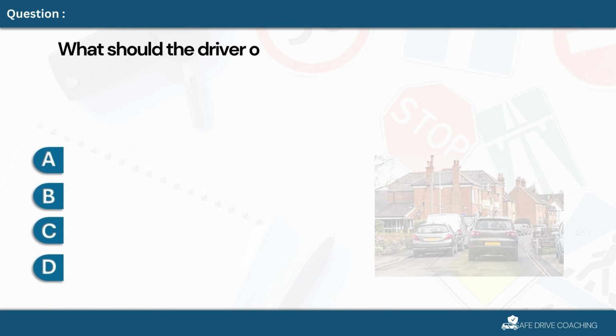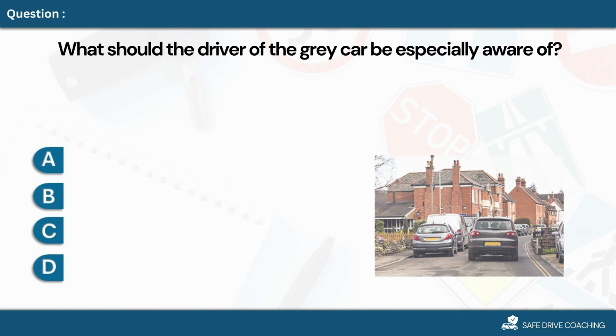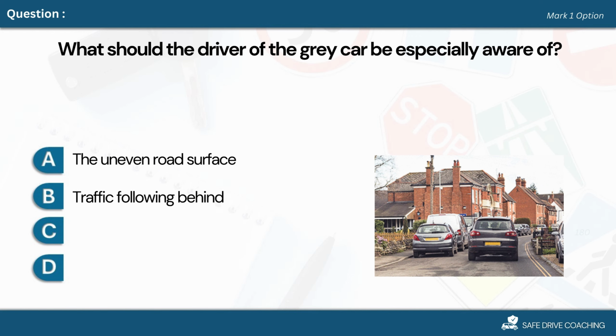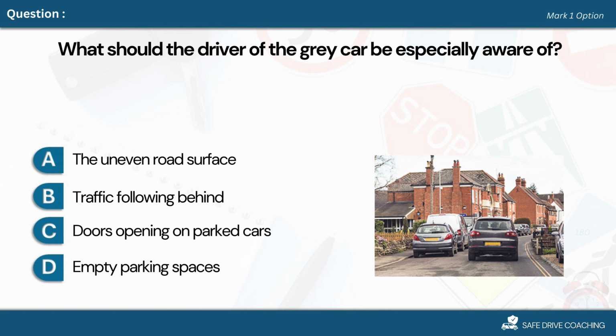What should the driver of the grey car be especially aware of? A. The uneven road surface. B. Traffic following behind. C. Doors opening on parked cars. D. Empty parking spaces. The correct answer is C. Doors opening on parked cars.